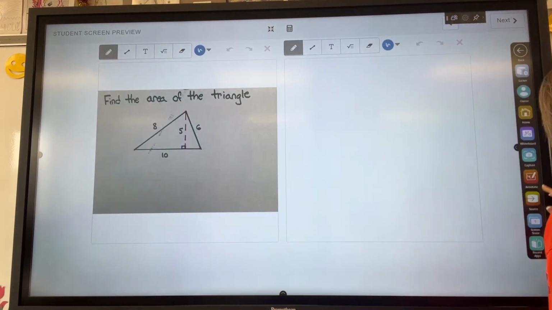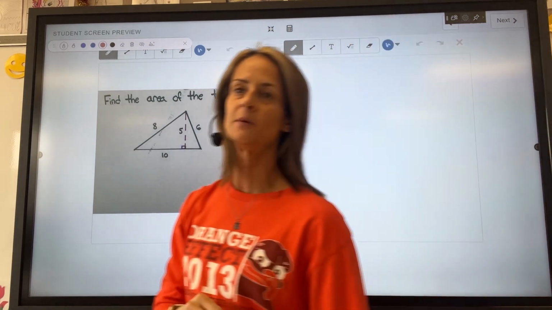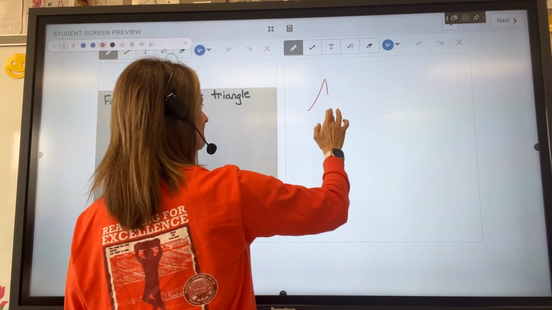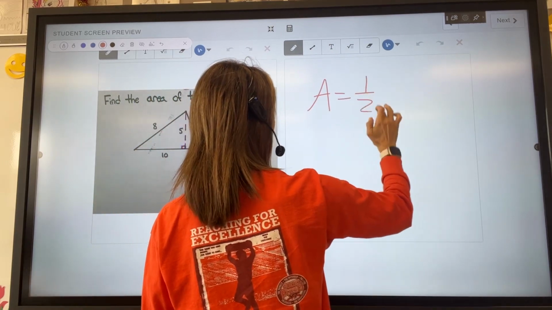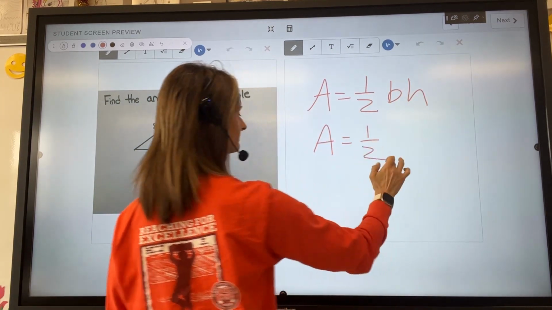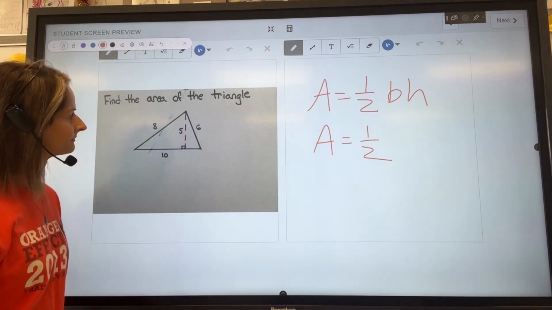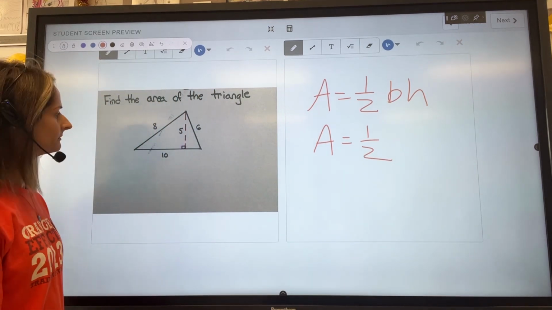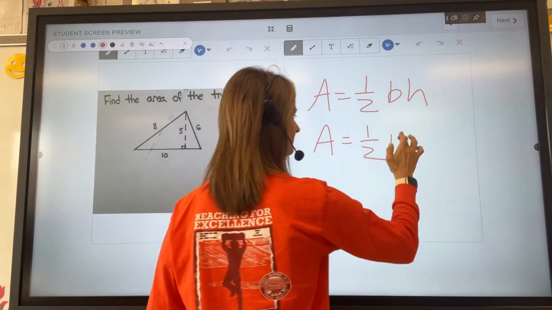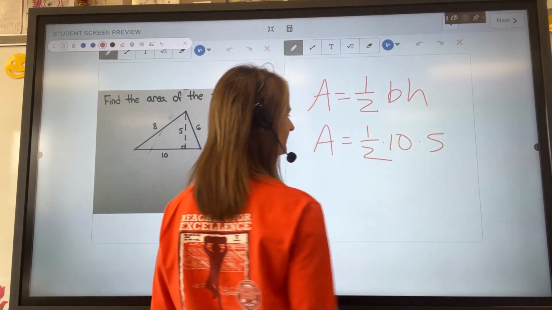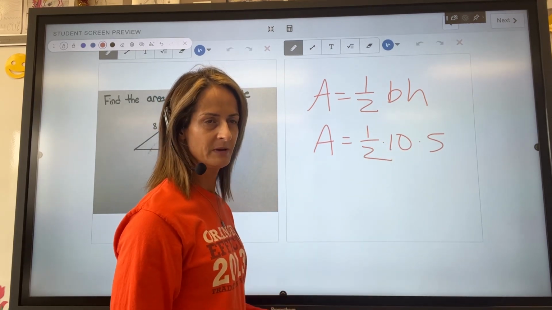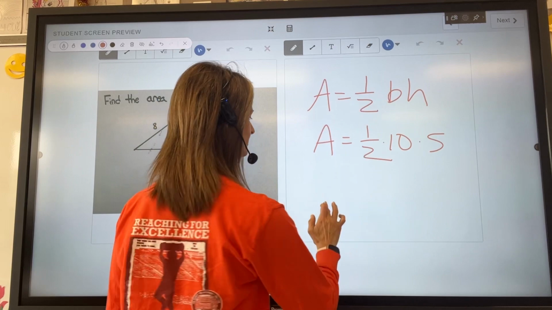Now, let's see if we can find the area of this triangle. We need a base and the height. We got a bunch of numbers we don't need. We need area equals 1/2 the base times the height. Which numbers are we going to use? 10, 5. Doesn't really matter which ones you put first. And usually when I have a half, I just cut the 10 in half and make that 5, and then 5 times 5. The area is 25.